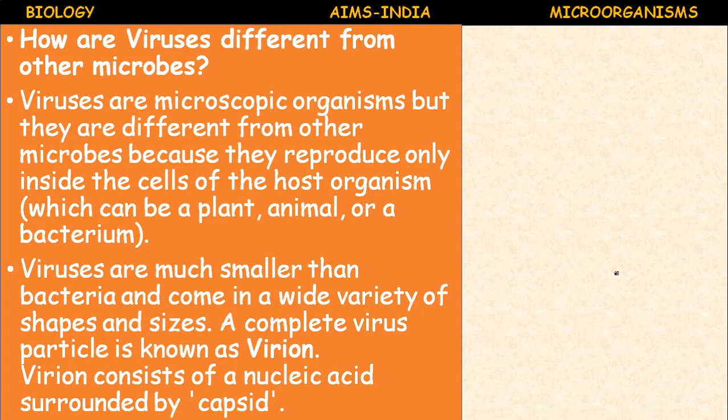A complete virus particle is known as virion. Okay, what is a virus particle known as? Virion. A virion consists of only nucleic acid. Nucleic acid means either DNA or RNA, which is surrounded by a protein coat called capsid. For example, this is a DNA, it is surrounded by a protein coat called capsid. It is a virus. How simple is the structure of viruses.